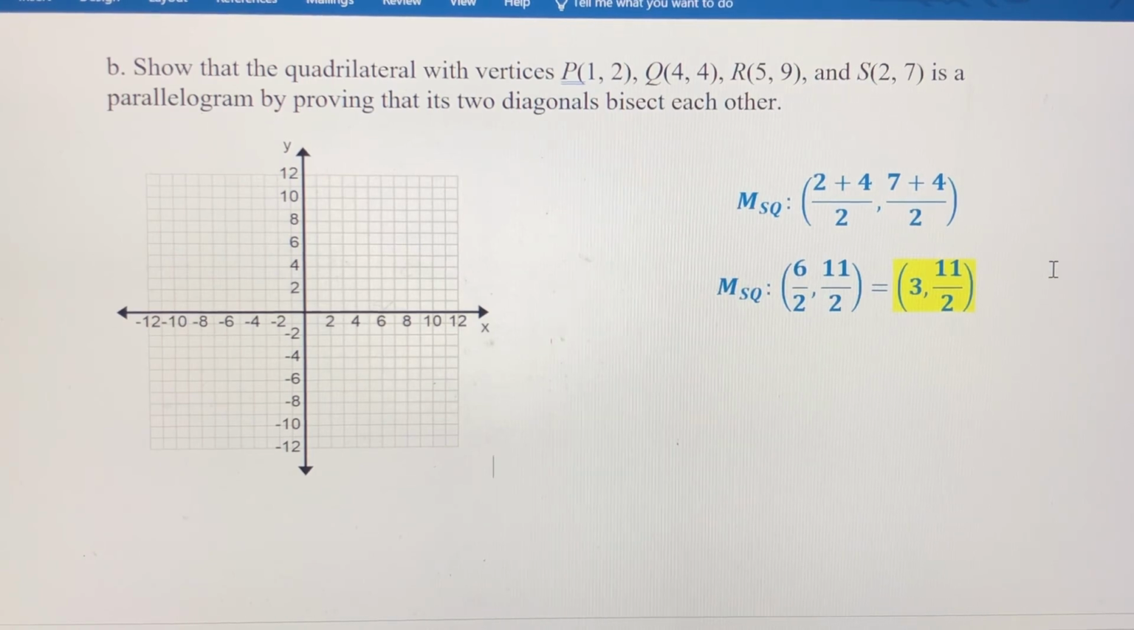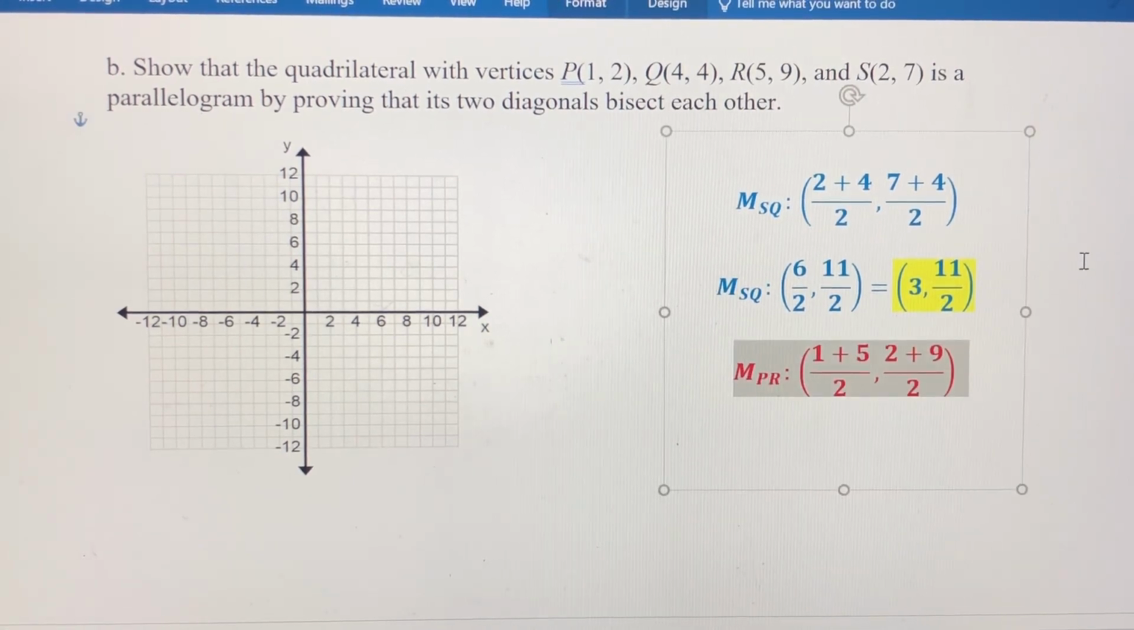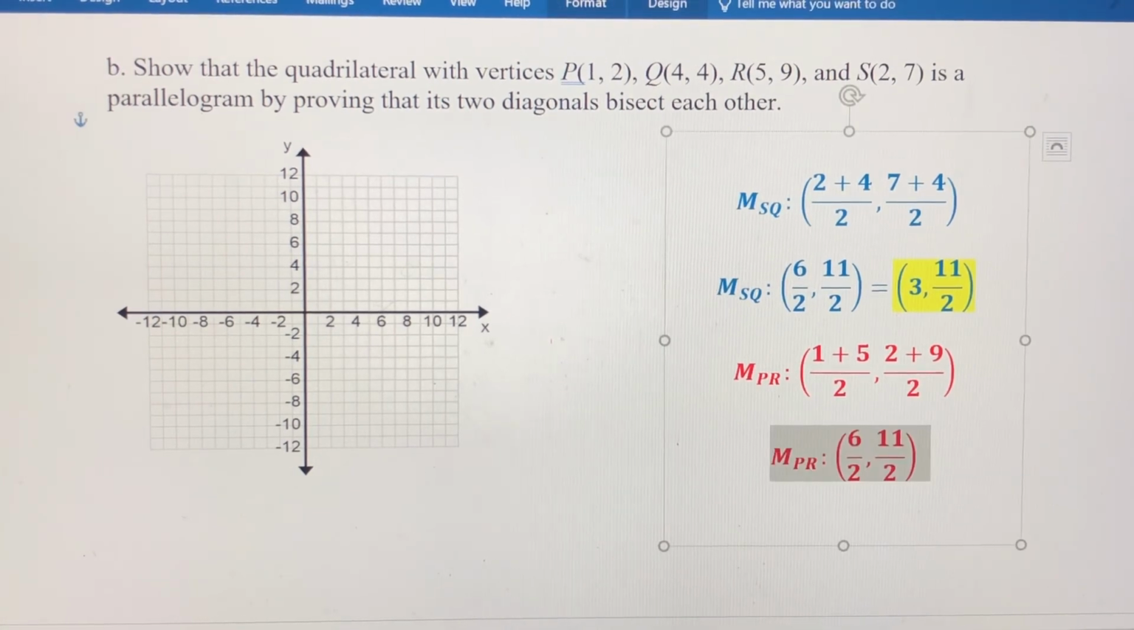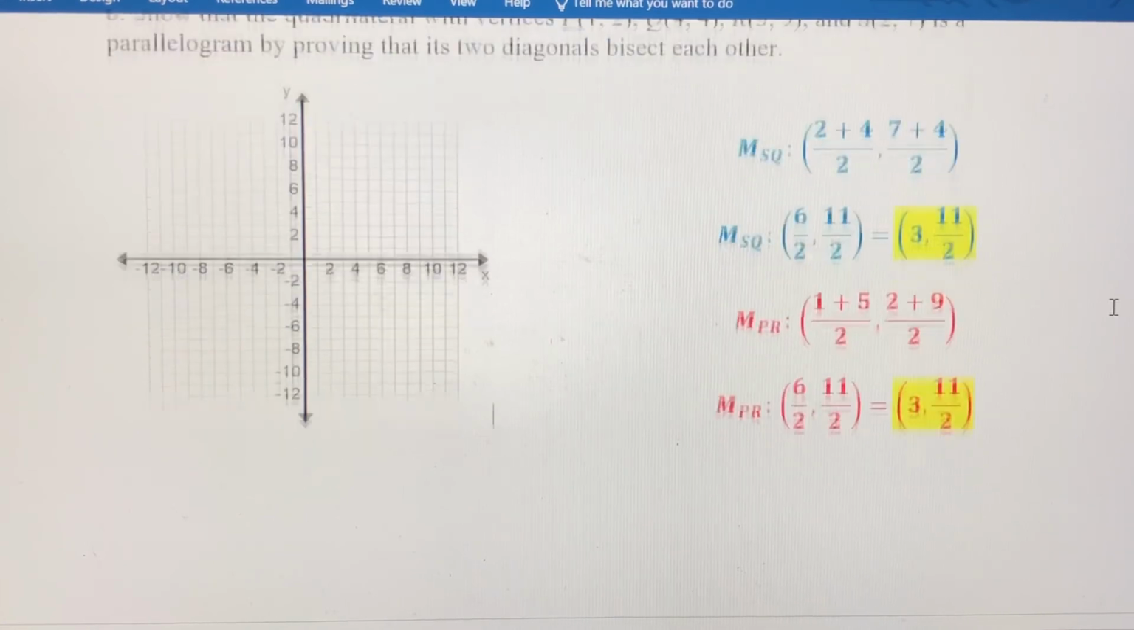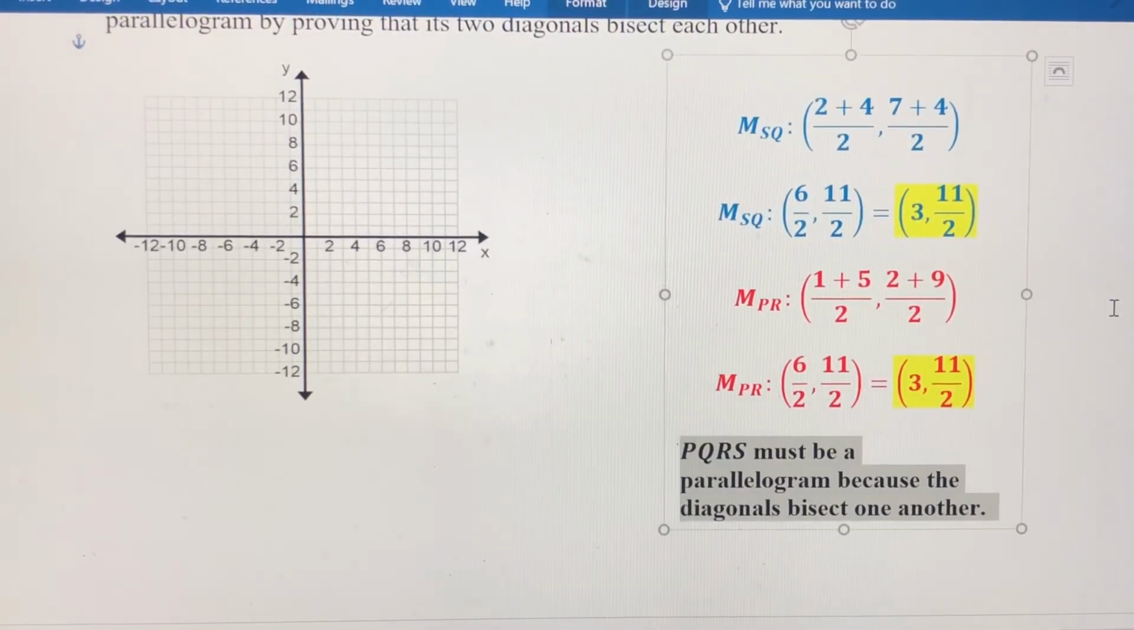Now we want to do the same thing for PR, and hopefully we get the same answer. If that's the case, then we definitely have a parallelogram here. The midpoint of PR is the sum of the x-coordinates 1 and 5 divided by 2, and then the sum of the y-coordinates 2 and 9 divided by 2. That also gives me 6 halves, 11 halves, which also simplifies to (3, 11/2). Because those two diagonals share a midpoint, it means that we definitely have a parallelogram.